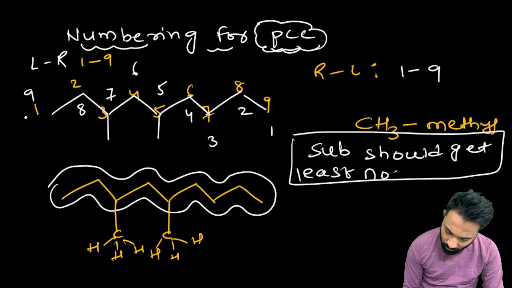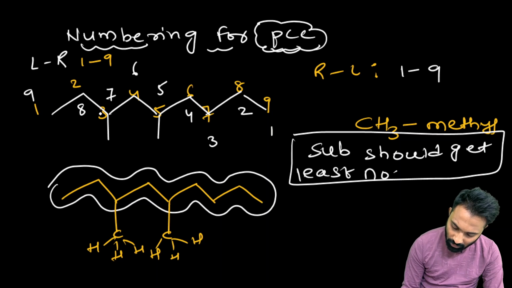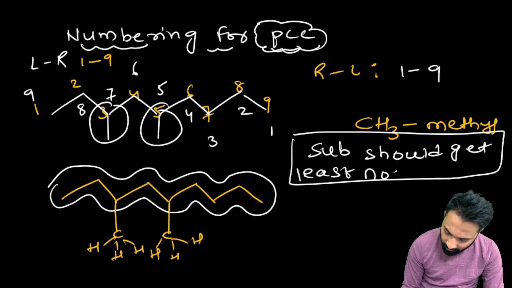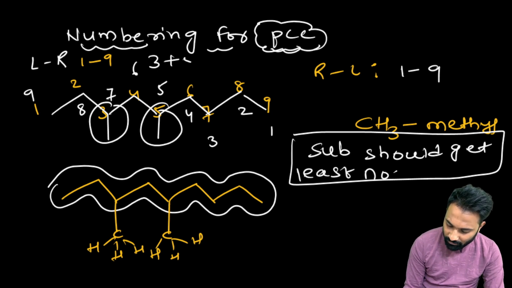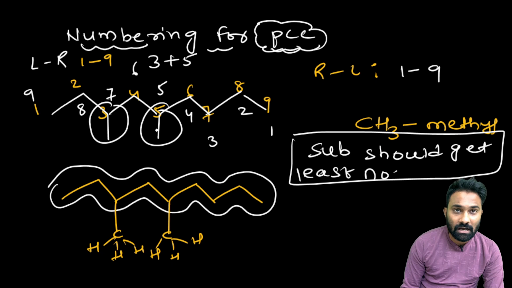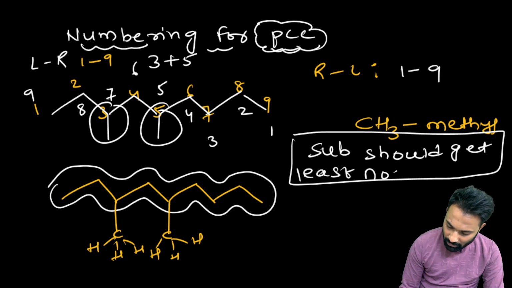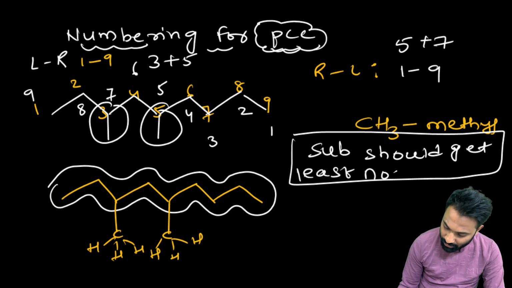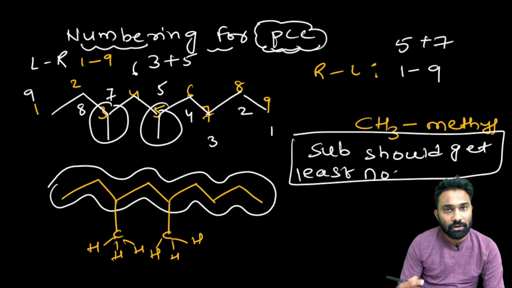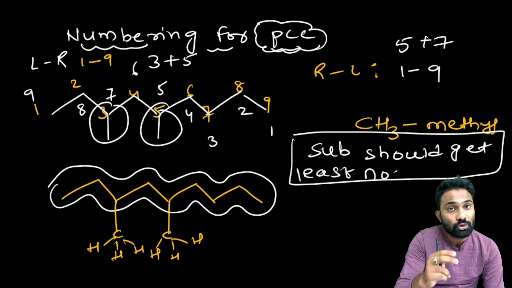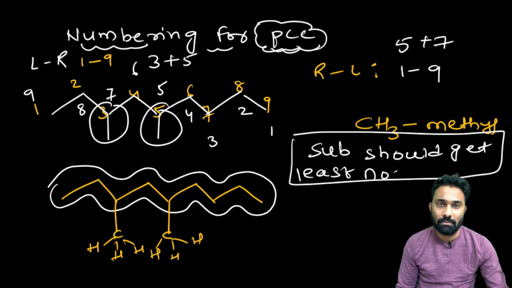Now if you give the numbering in the yellow, if you follow the yellow color numbering, branchings are getting 3 and 5. Branchings are getting 3 plus 5. If you go to the numbering from the white color or right to left, now branchings are getting 5 and 7. So what I said, it should what? Substituent should get the least numbers. Or if there are two substituents, when you add the numberings of the substituents, it should get the least number. That we call the locant sum rule. Clear? Now branching should follow the lowest locant sum rule.